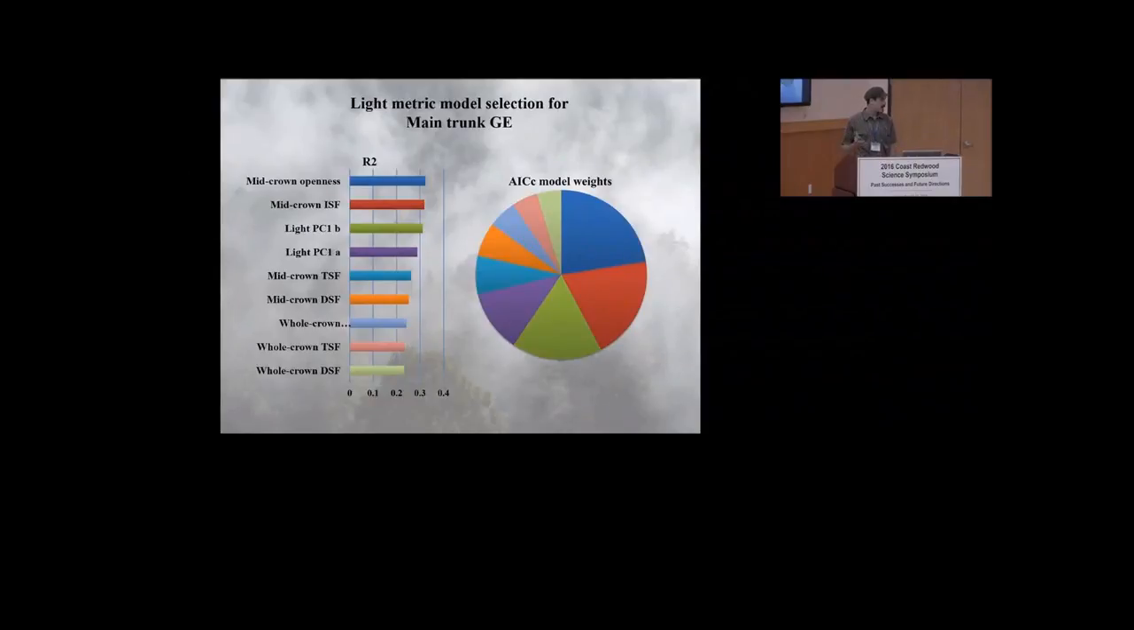So we took this as good evidence that mid-crown openness was our best light availability metric, and that openness is the percent of unobscured sky, and mid-crown openness is those values averaged across the middle third of the crown.